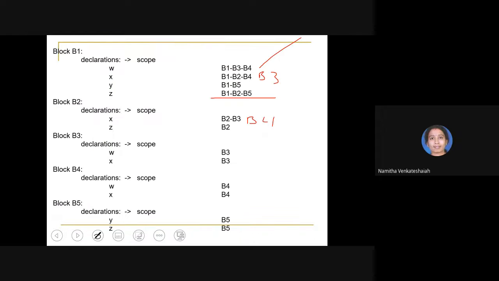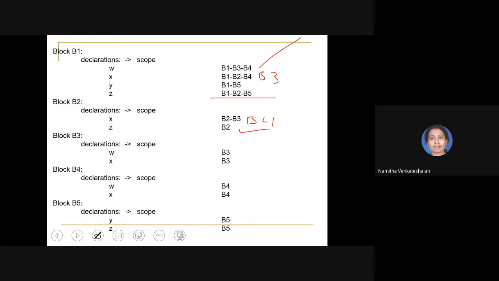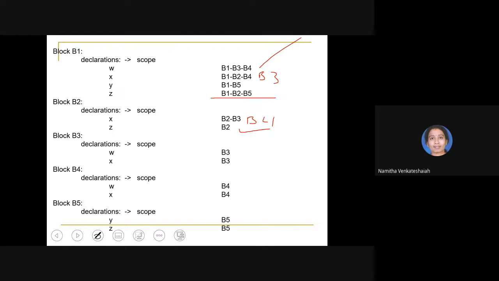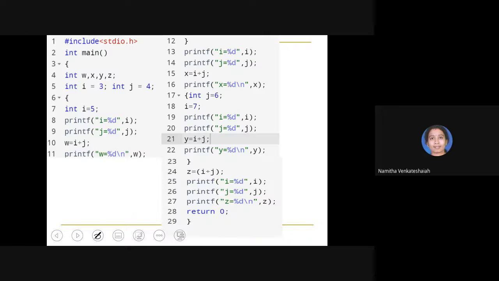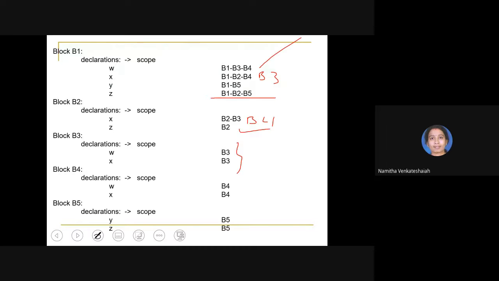And similarly, B2's Z will have scope only in B2. Correct. This is correct. And B3's WX will have scope only in B3 because there is nothing inside it. And similarly, WX of B4 is not declared inside it, so it has scope in B4 only. And similarly, YZ is within B5, the innermost block, so it will have scope in B5 only. Okay, so let me recheck this X.